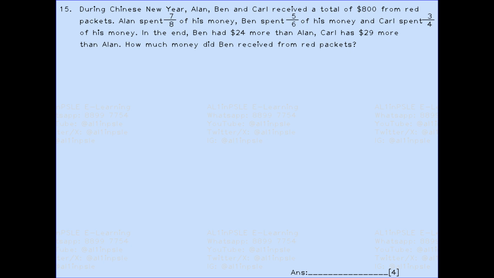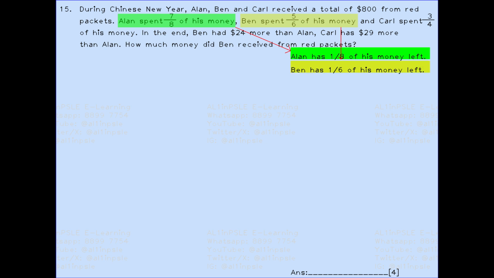Let us do some highlighting and decipher what each phrase means for us to solve the problem. First highlight is Alan spent 7/8 of his money. This means he is left with 1/8 of his money at first. Second highlight is Ben spent 5/6 of his money. This means he is left with 1/6 of his money at first. Third highlight is Carl spent 3/4 of his money. This means he is left with 1/4 of his money at first.